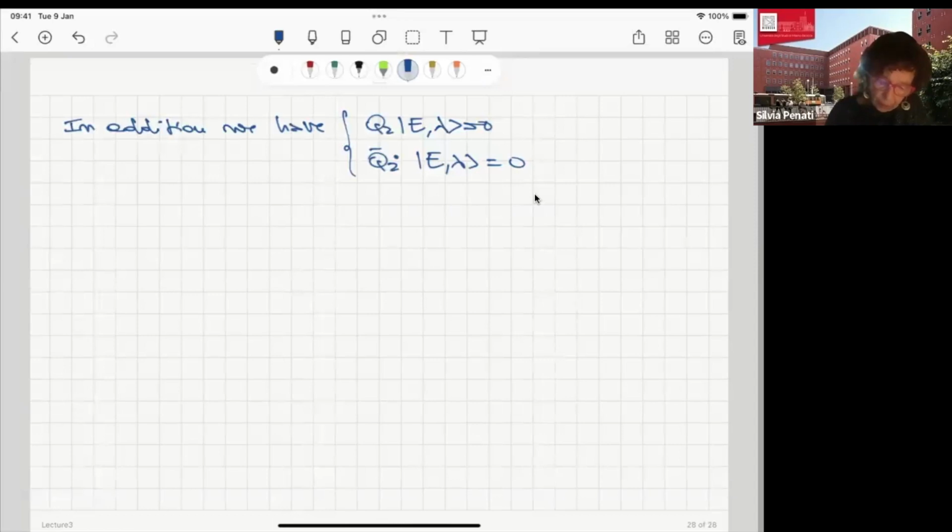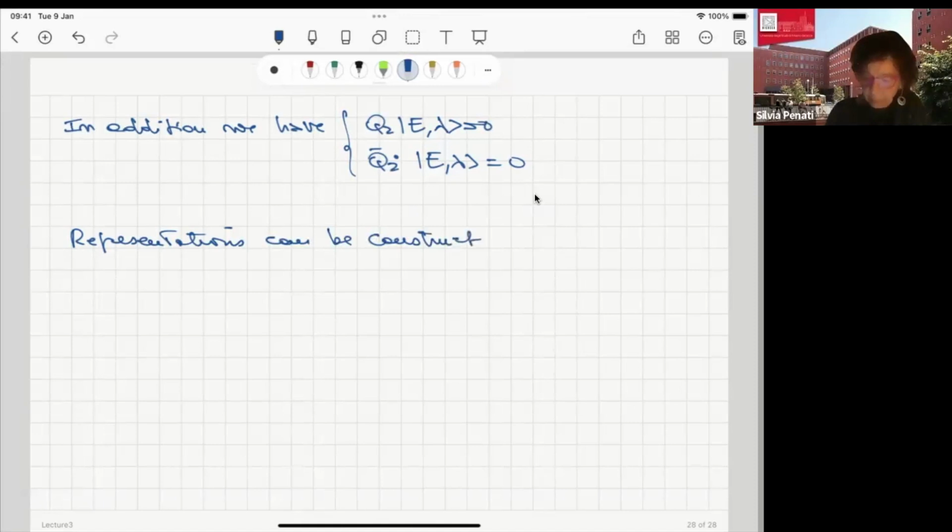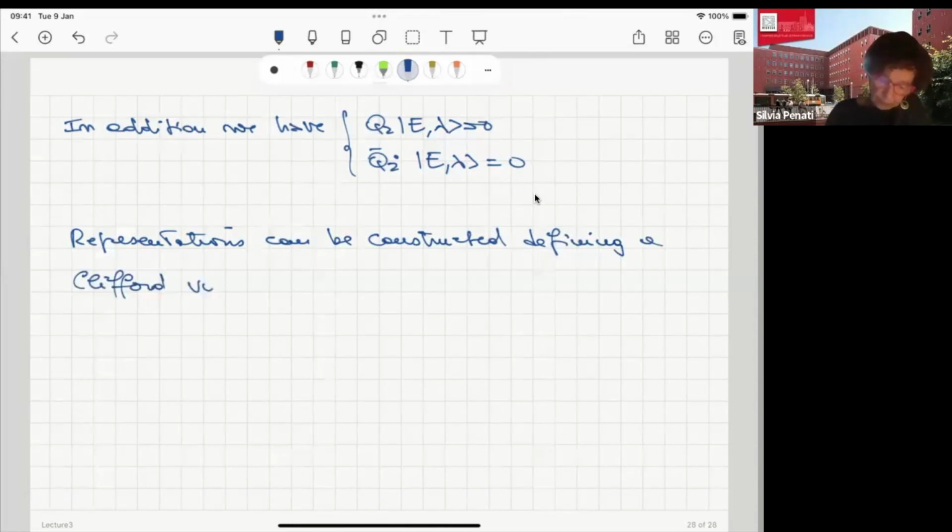So representations can be constructed defining a Clifford vacuum that this time has to satisfy this condition.